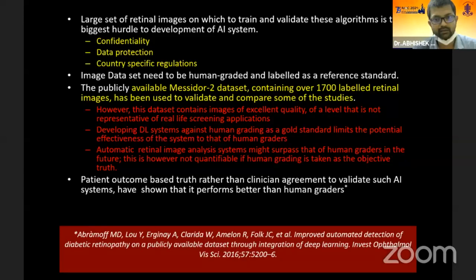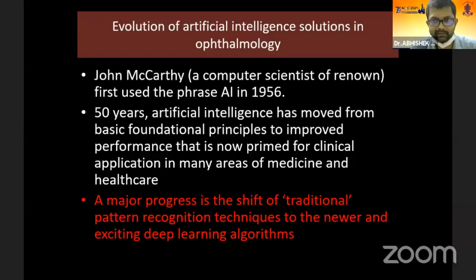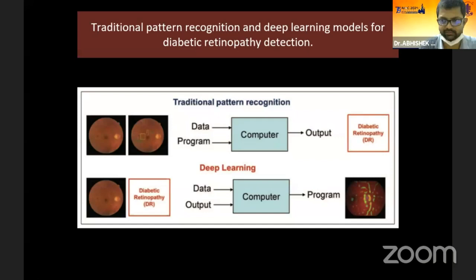Many persons are advocating that patient outcome-based truth, rather than clinician agreement, be used to validate such AI systems, which have shown that they perform better than human graders. Now, the evolution of artificial intelligence has taken a long time. In 1950, John McCarthy first used the phrase AI, and a major progress is the shift from traditional pattern recognition techniques to the new and exciting deep learning systems, which we have already discussed in the past.